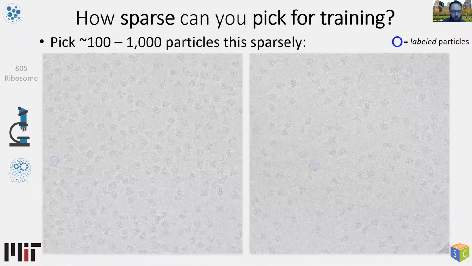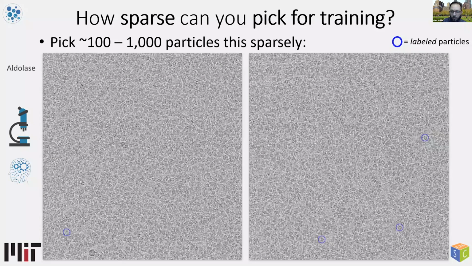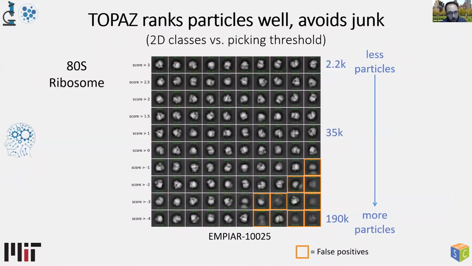So this is just a random sampling of the micrographs that we used to train the various data sets. So here's ADS ribosome here, various data sets in the paper. And we actually only picked down to 1 particle per micrograph. So you don't actually have to know where almost any of your particles are. And one good thing about Topaz is that it ranks particles quite well. Topaz outputs a scoring value for every single particle that it predicts.